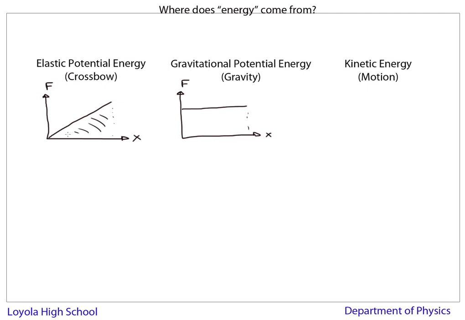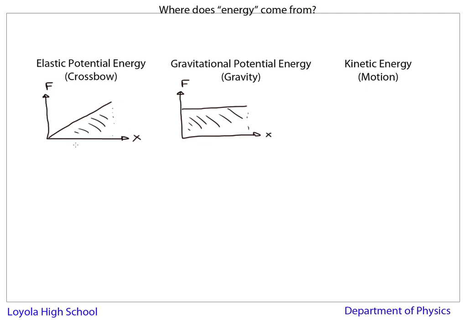In the case of the crossbow, as the string is pulled back, or in the case of gravity, as the object is lifted off the ground, the area accounts for both. There's a force and a distance. As I increase the distance here for gravity, I get more and more area or more energy. As I increase x here for the crossbow, I encompass more and more area or more energy.